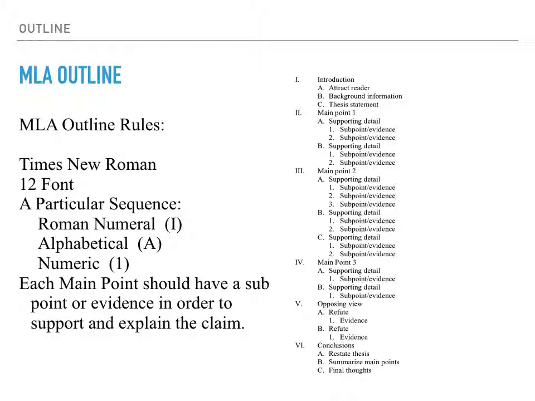So each main point should have a subpoint or evidence to support that claim. If you look in the right-hand column, you see how it's structured, how it's indented. You begin with your Roman numeral, and then you indent to your alphabetical, and then you indent to your numeric.